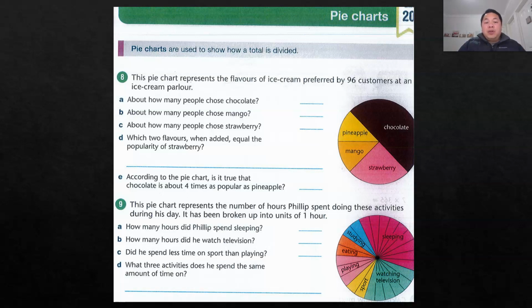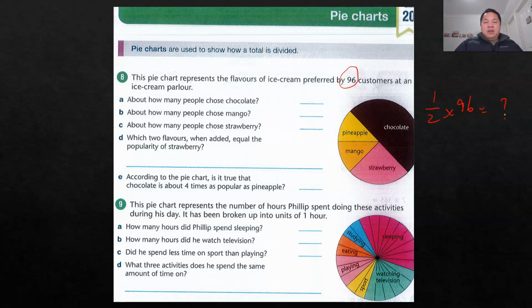So moving on to today's work on pie charts. Basically, you just need to interpret the graphs carefully, look at them, make some statements about them, and then answer the question. As I can see very clearly, strawberry is about 1/4 of the whole size, chocolate is about half the whole size, and there are 96 people at the ice cream parlor. So you will be able to know how many people like chocolate. It's about half of the 96. So you work it out.